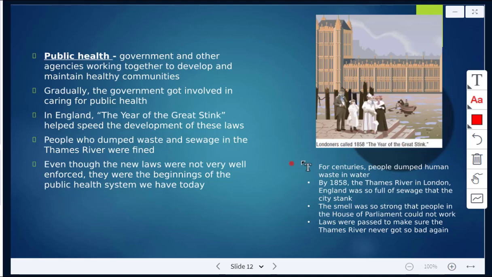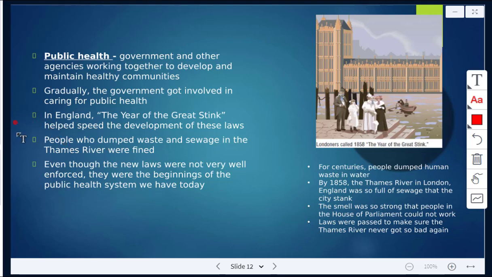What was happening was, for centuries, people were dumping human waste in the water and into the Thames River in London, and it was so full of sewage that the city stank, and the smell was so strong that people in the House of Parliament couldn't do their work. So laws started to get passed to make sure that the Thames River never got so bad again.